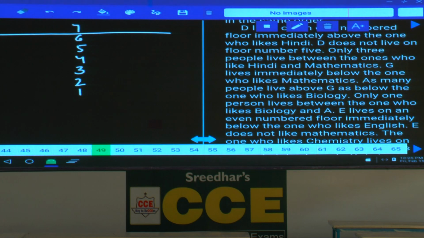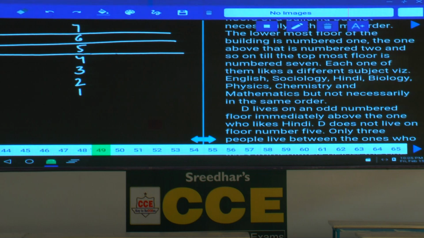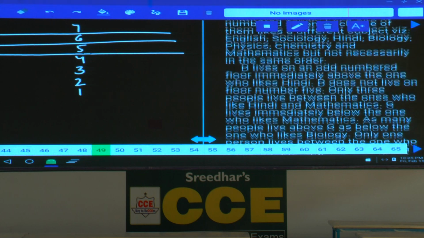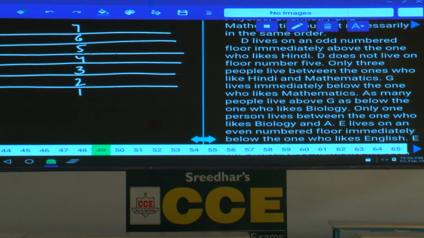These 7 persons are staying on 7 different floors of a building. The lowermost floor of the building is number 1, the one above that is number 2 and so on until the topmost floor is number 7, and each one of them likes a different subject as well. 7 persons like 7 different subjects and live on 7 different floors. Whenever this floor arrangement is given, always fix the floors at the center and extend the lines like this.